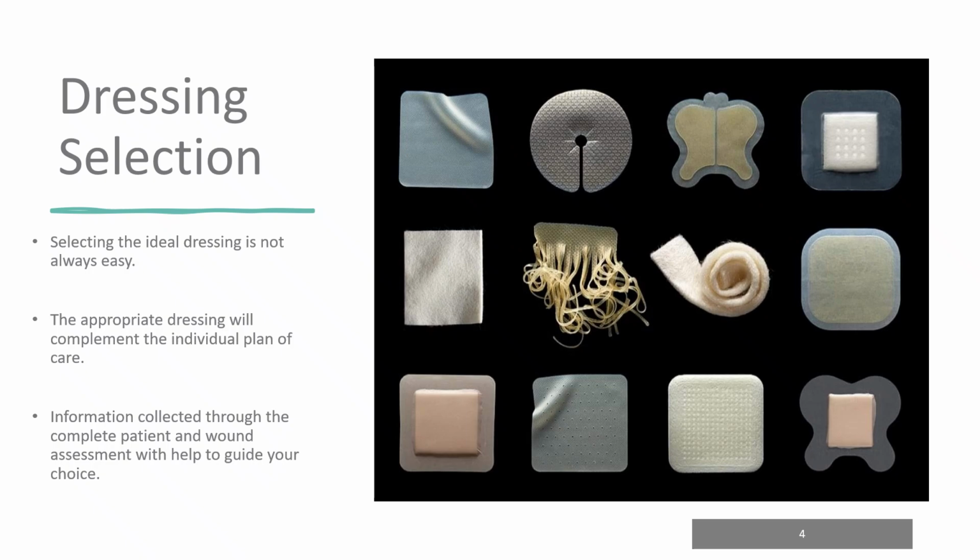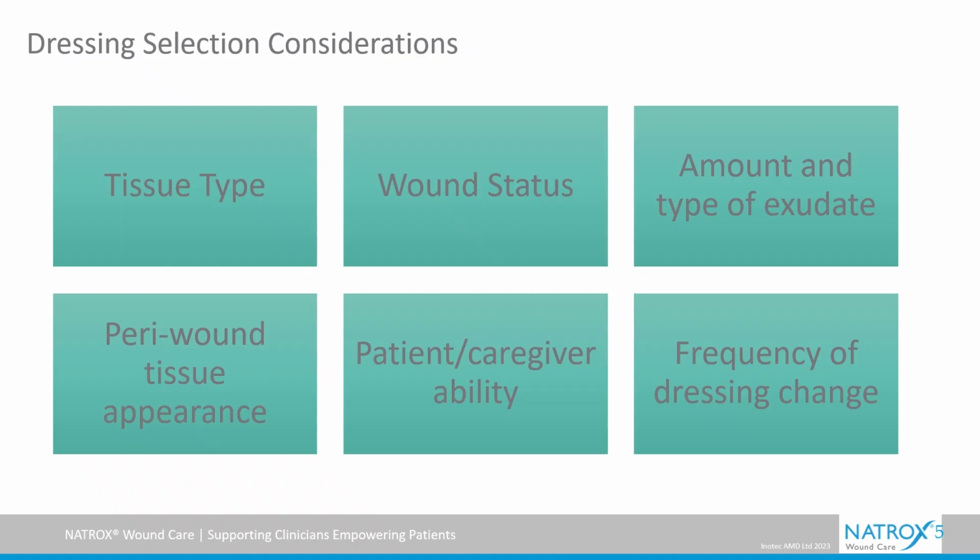Selecting an ideal dressing is not always easy. The appropriate dressing will complement the individual plan of care. Information collected through the complete patient and wound assessment will help to guide your dressing choice. Dressing selection considerations include the type of tissue present in the wound base, the wound status, the amount and type of exudate present, the peri-wound tissue appearance, the patient and caregiver ability, and the frequency of dressing change.